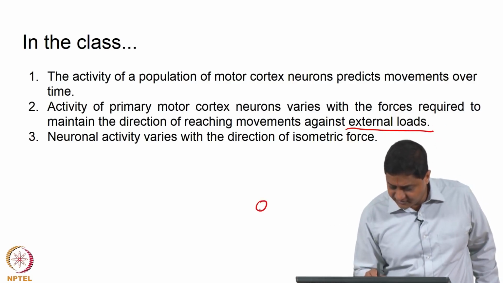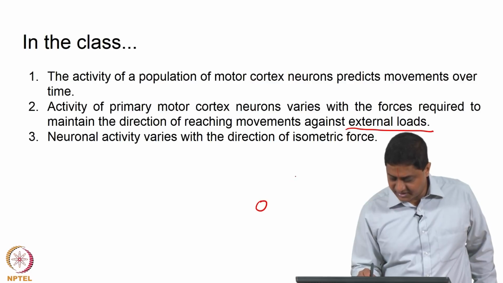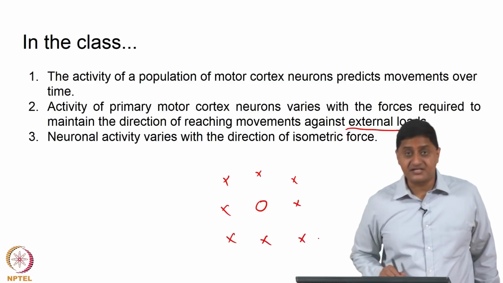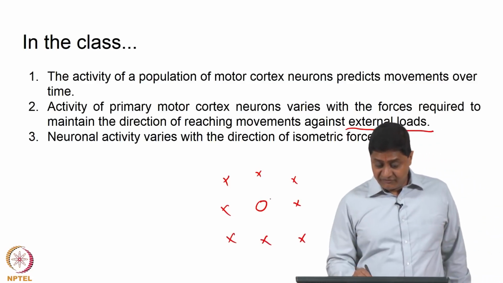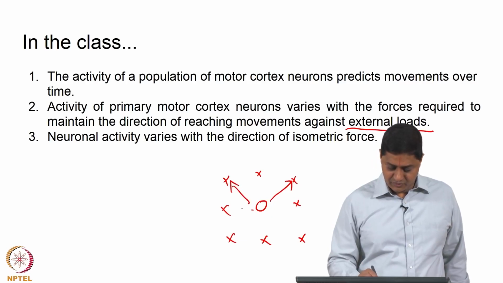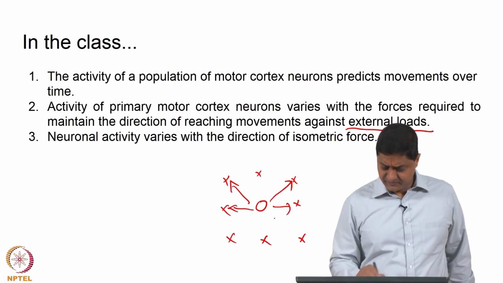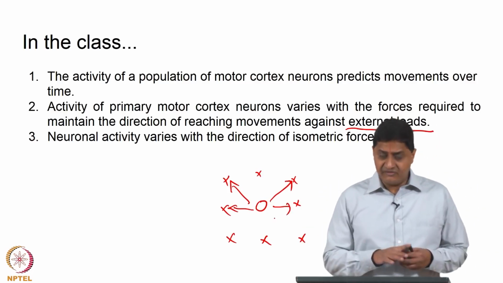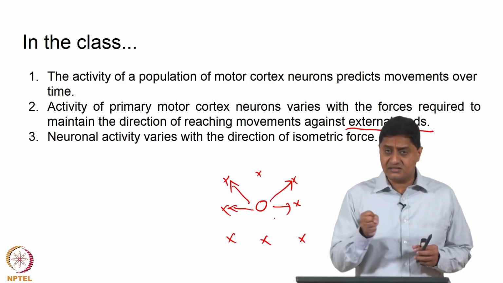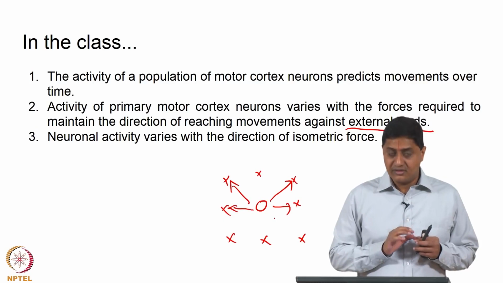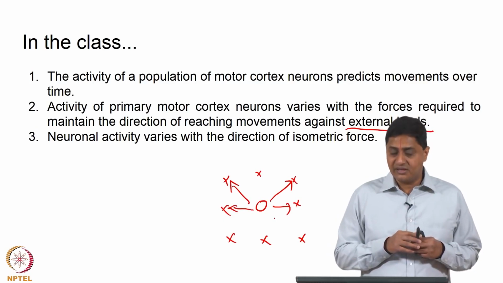There is a center and there are multiple targets. These are the various targets. If the monkey is reaching to that point or that point or that point, for example, it could reach to any of these 8 targets. Now, if we are recording just the monkey's movement when there is no external load, that is basically the Georgopoulos experiment.